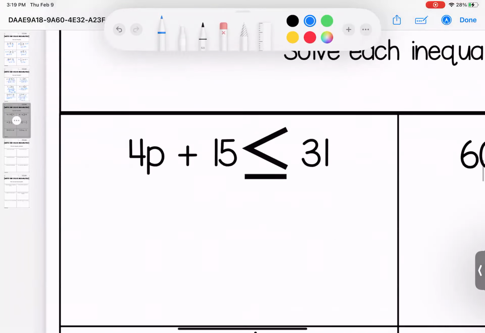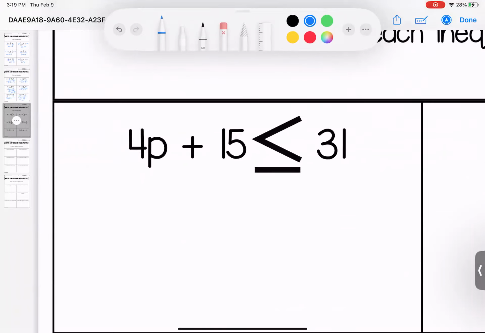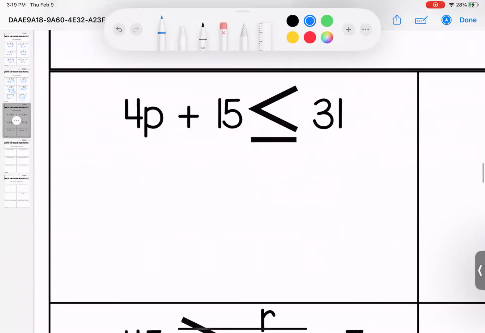All right, lovies. Taking it up a notch with some two-step equations, still following the same rules. The only difference is instead of an equal sign, we have an inequality.